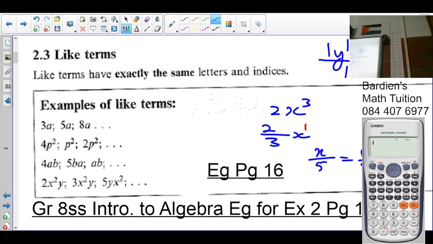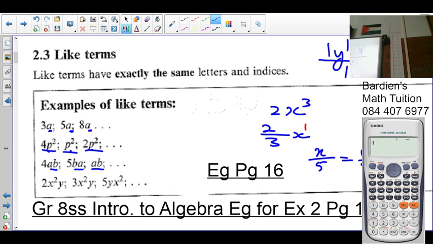So if you're looking at this here, you see you got the a, so this makes them like terms. If you're looking at 4p squared, 1p squared, 2p squared, it's all like terms. You got 4ab, 5ba, and ab. Are they like or unlike? They're all like terms. Who says they're unlike? You all understand why it's like, no?